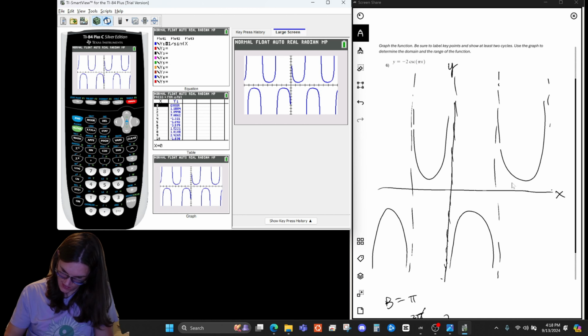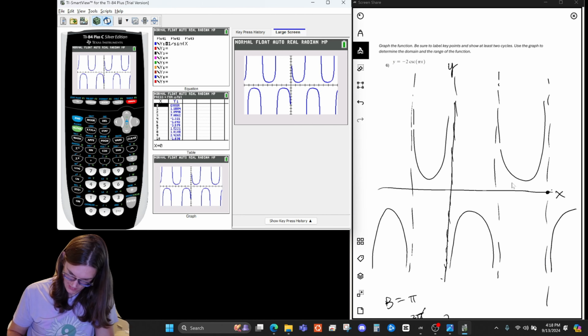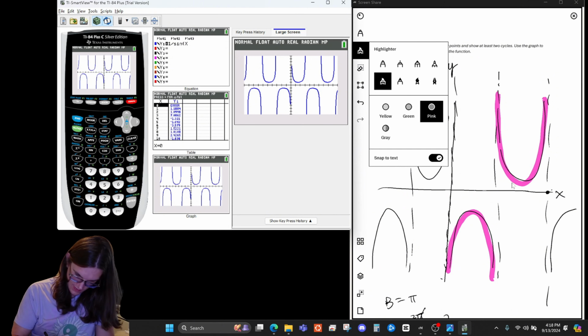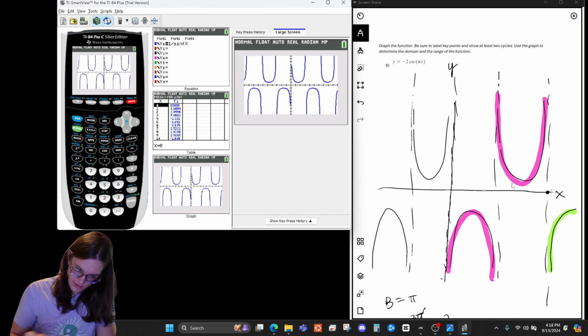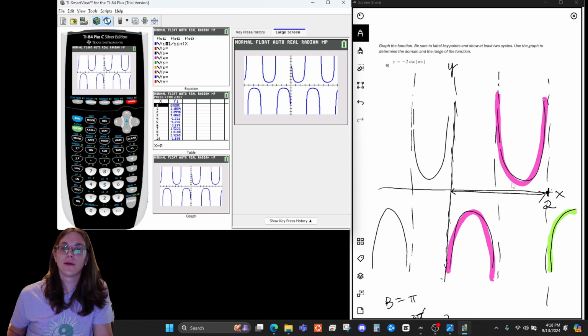I can see here that the graph repeats right here because it goes, again, I'll do highlighter, it goes like this, then it goes like this, then we're back to where we started. It goes like this, repeats. So 1 period is 2 integer value in length. That is 1 period, and that's all you gotta do.